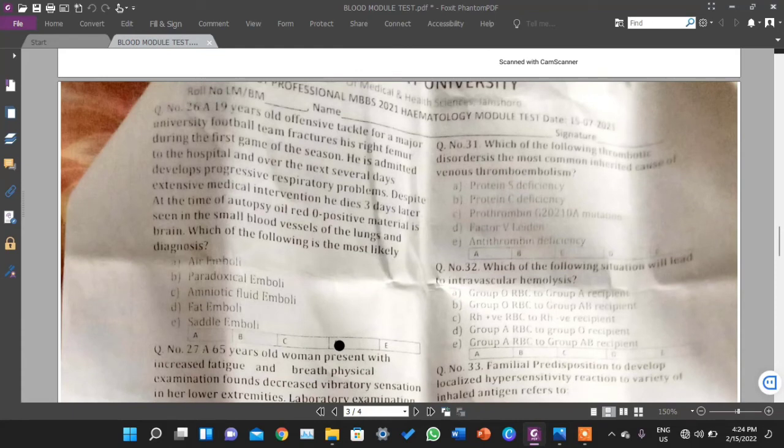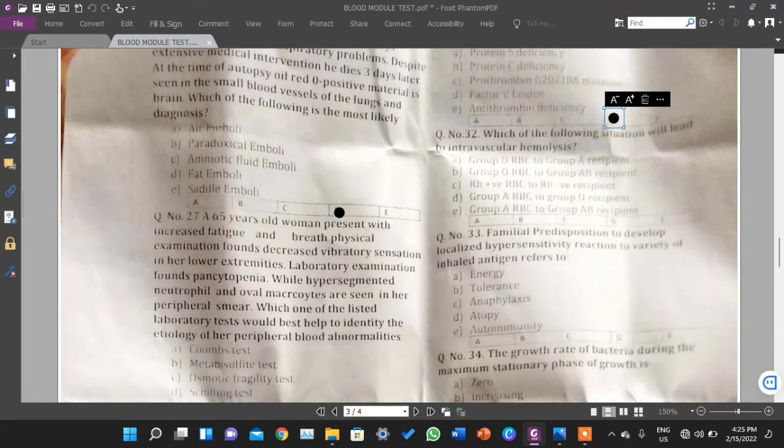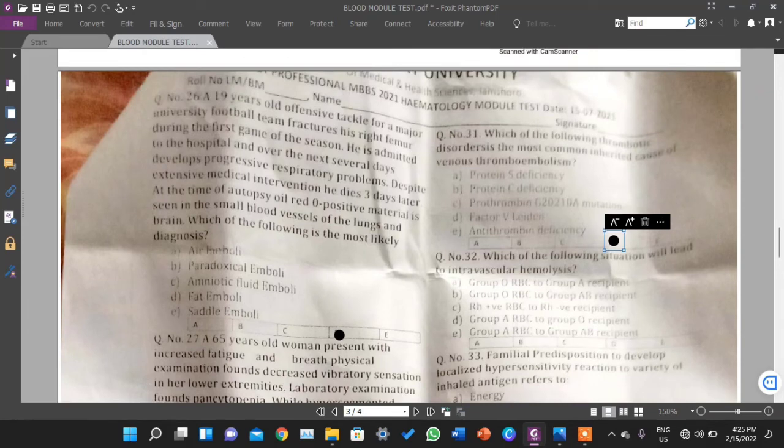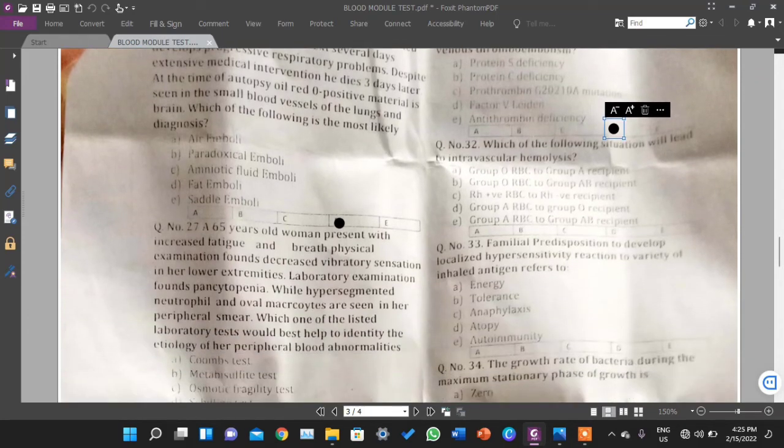31 says, which one of the following thrombotic disorders is the most common inherited cause of venous thromboembolism? Protein S deficiency, protein C deficiency, prothrombin A mutation, factor V Leiden, or antithrombin deficiency. Factor V Leiden basically is the most important cause of thromboembolism disorders. So factor V Leiden is the most common genetic cause of venous thromboembolism. Question number 32.